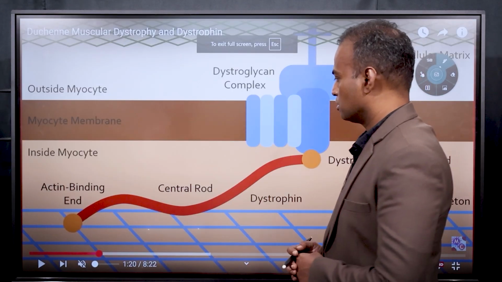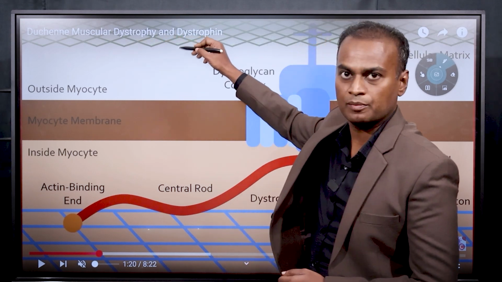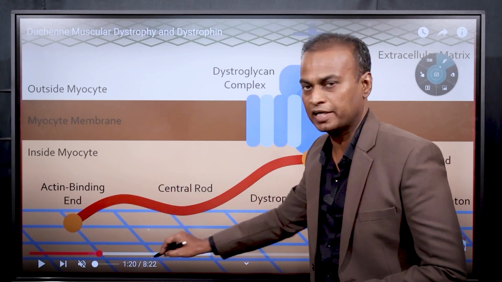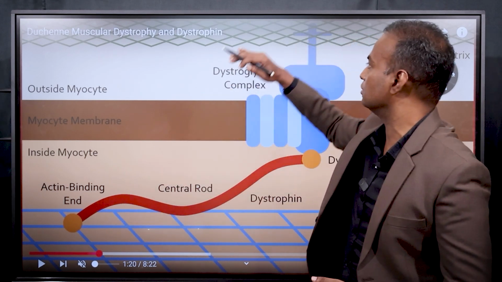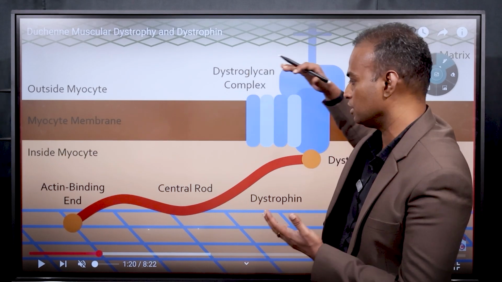In this diagram you can see the extracellular matrix, this green one. It is a mesh-like structure. The blue one here is the cytoskeleton. The cytoskeleton and extracellular matrix give stability to the muscle cell and keep it in its shape.